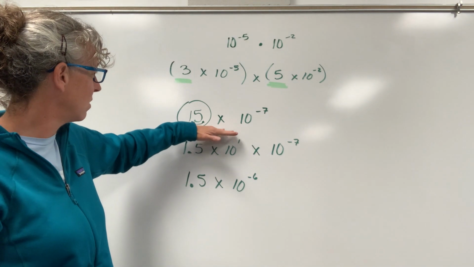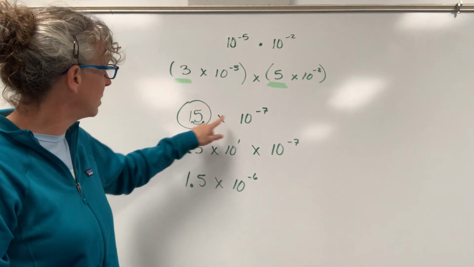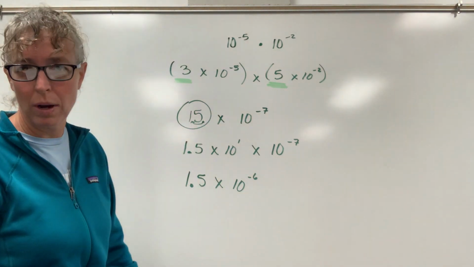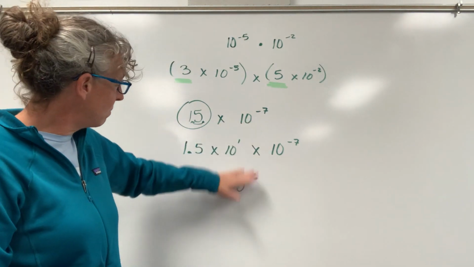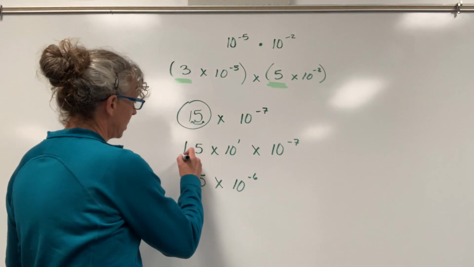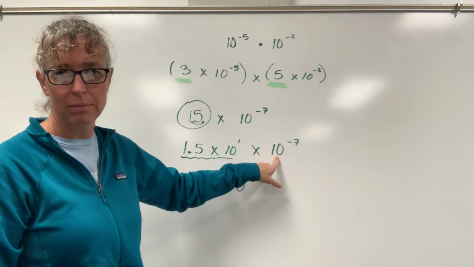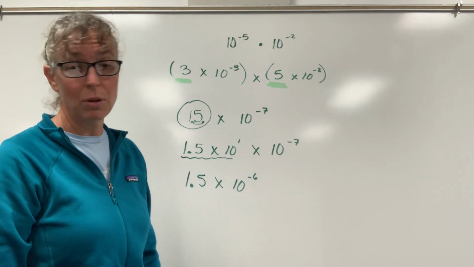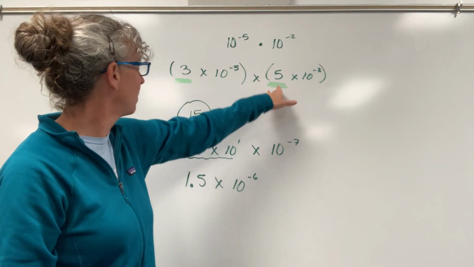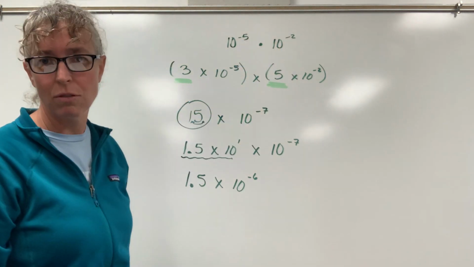Notice the difference here. This was a 15, this is a 1.5. Notice I only moved it 1 position, so I changed my exponent by 1. If you can't remember what to do with that, go ahead and write this in scientific notation, which I did right here, and then combine it with the one I already had up here, okay? And that's how you multiply. Multiply the regular numbers, add your exponents, and then change it if it's not in scientific notation.